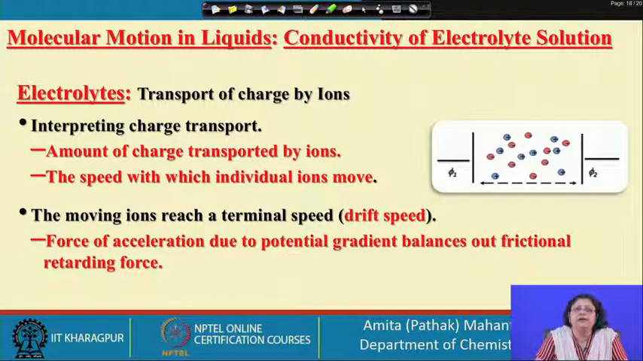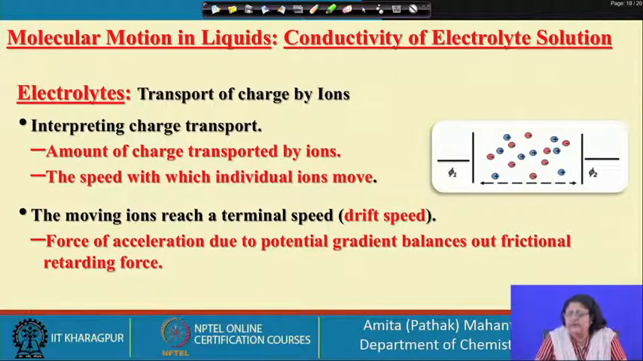Electrolyte is a solid which is dissolved in the solvent, and the charge is transported from one point to the other by ions, which are generated as we dissolve the electrolyte in the solution, whatever be the solvent medium you have chosen.